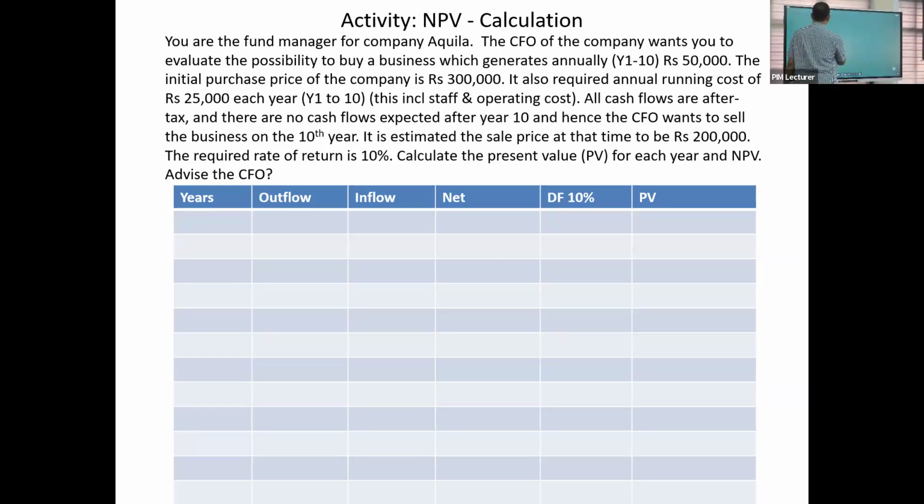Okay, so here: outflow, inflow, net, 10% DCF, and present value. So let's take first year 0. Outflow is the investment, 300K. Inflow nothing. Net is minus 300K. The factor is 1.0, so 300K.